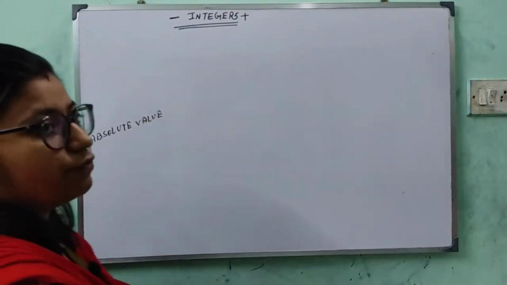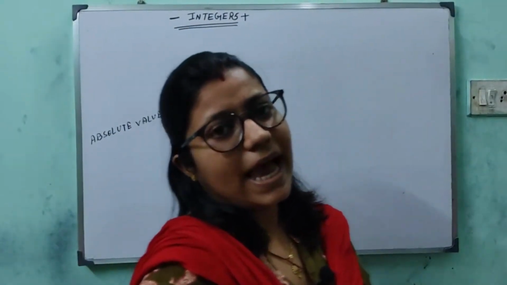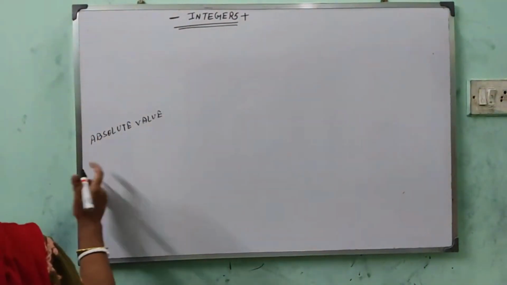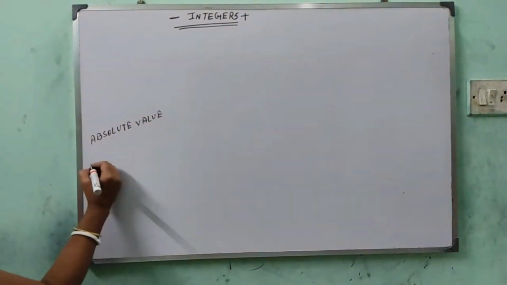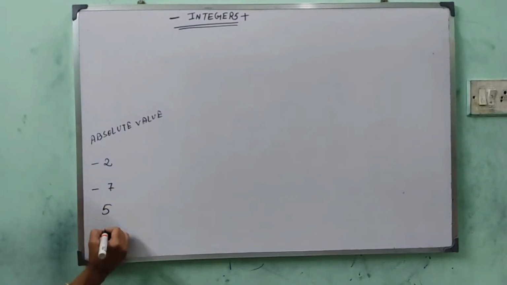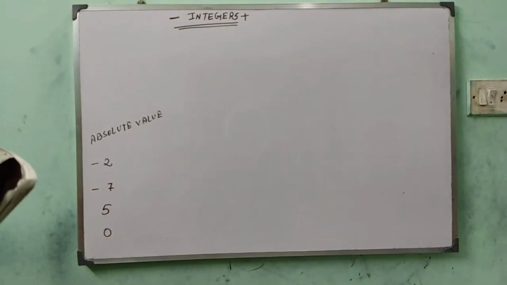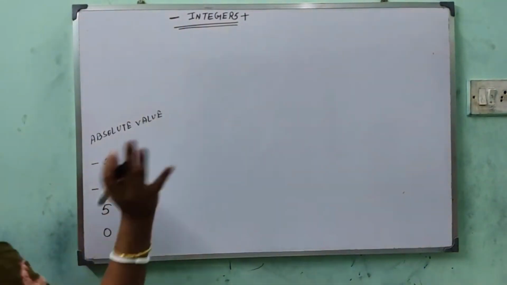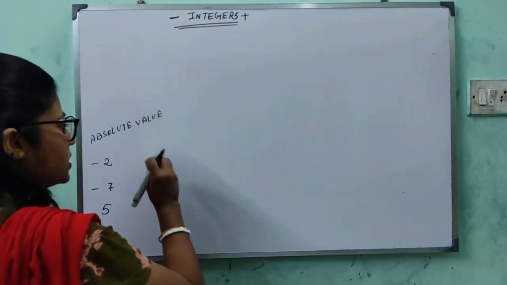Now, the absolute value of a number. When we say absolute value of a number, let us say the number minus 2, the number minus 7, the number 5, the number 0. The absolute value of an integer is the numerical value of the integer regardless of the sign. Means no sign, just the number itself.